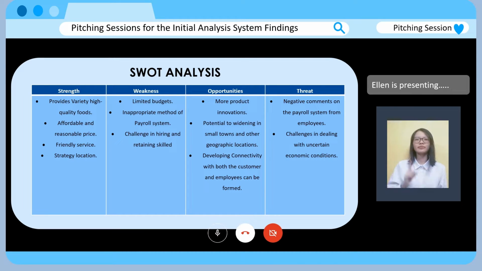An effective way to evaluate a business is to perform a SWOT analysis. Their strengths are providing variety, high-quality food at an affordable and reasonable price, providing friendly service, and having a strategic location in Bangan Serai. Secondly, their weaknesses are limited budget, an inappropriate payroll system, and the challenge in hiring and retaining skilled employees. Their opportunities are more product innovation, potential to expand in small towns and other geographic locations, and developing connectivity with both customers and employees. Last, their threats are negative comments on the payroll system from employees and the challenge in dealing with uncertain economic conditions because of the pandemic of COVID-19.